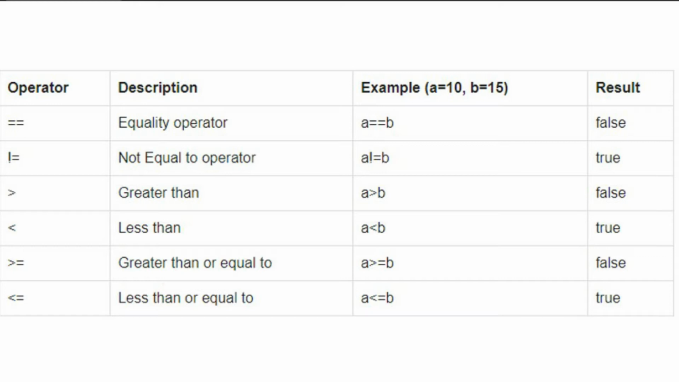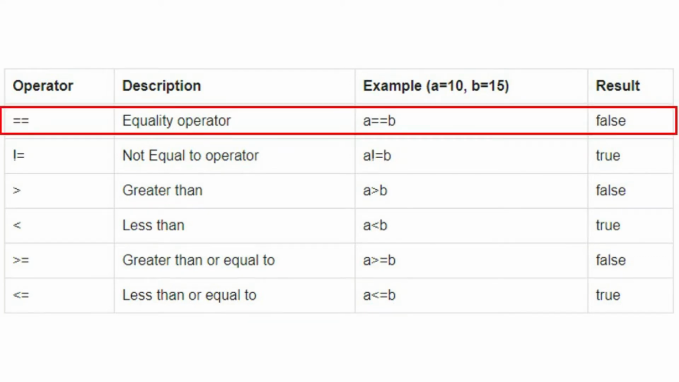So these are the operators. First is the double equal operator, which means equality operator. This can be used to determine if two variables are equal. Examples are A and B, where A is equal to 10 and B is equal to 15. So we're going to know if A is equal to B. If 10 is equal to 15, the result is false.